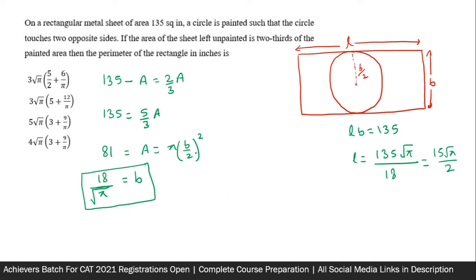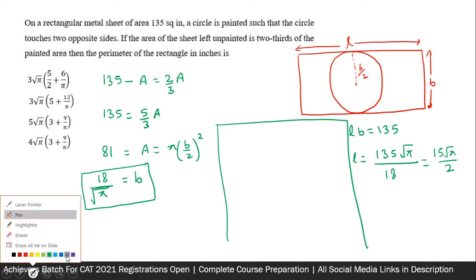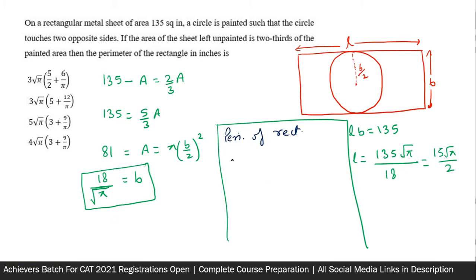Okay, now what we have to do is to find the perimeter of rectangle, which is 2 times length plus breadth. So 2 times 15 root pi by 2 plus 18 upon root pi. You can clearly see that if I am to take anything common outside, that would be 3, and root pi we have to take anyway.